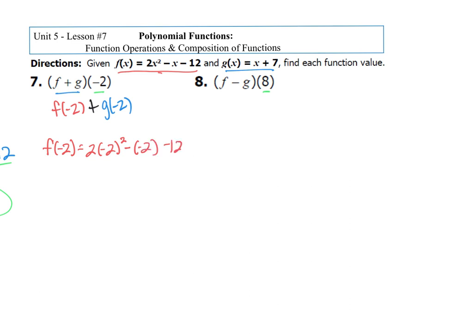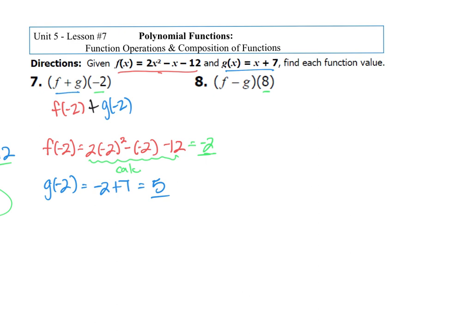2 minus 12. What's nice about these ones is that they are all calculator work. Okay, so I'm going to type all of this into my calculator, and it comes out to be negative 2. So we're going to save that and use it here in a minute. And then I'm going to figure out what g of negative 2 is. And remember, g of negative 2, we're doing x plus 7. So that would be negative 2 plus 7, which equals 5.